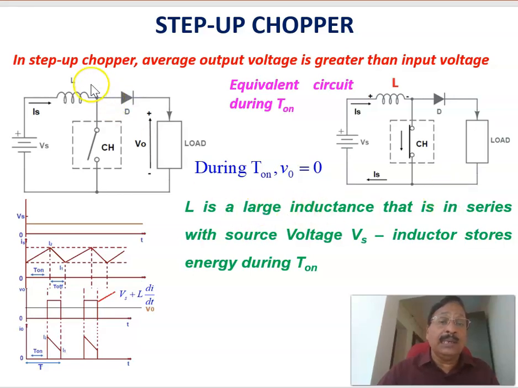And during that period, this inductor, a large inductor, is in series with the source voltage, and the inductor stores the energy during the on period. During the on period it is getting charged, and that stores the energy in the inductor. That is happening during the on period of the chopper. Therefore, this is the equivalent circuit when it is switched on, and during that period the output voltage is equal to 0, and the current is increasing linearly.